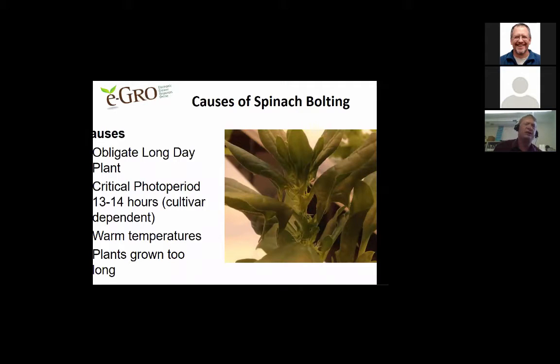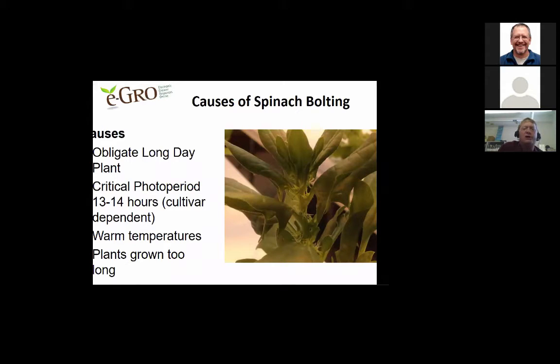The causes would be for a couple different reasons. One is that spinach is indeed a long day plant, an obligate long day plant. The critical photoperiod is reported in the scientific literature to be about 13 to 14 hours, depending on cultivar. So if we keep day length less than that 13, 14 hours, we can help keep the plants vegetative. Warm temperatures also compound the problem. So air temperatures above about 80 degrees Fahrenheit are going to start to impact bolting as well and contribute to bolting. And in general, plants that are grown too long.